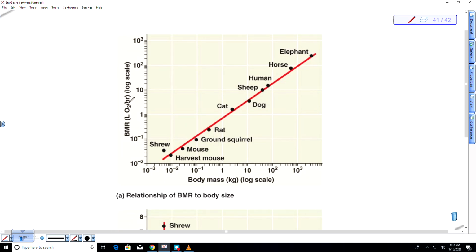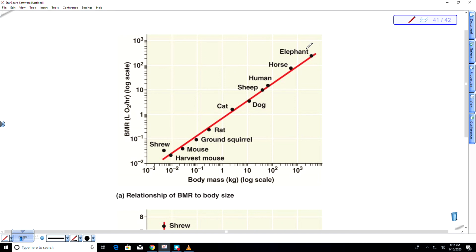So this is the amount of oxygen. They use this to estimate metabolism, so the amount of oxygen used. You can see here that as we increase in body mass, it makes sense that an elephant needs more oxygen compared to a mouse or a shrew. That makes sense because of the size. But what if you took into consideration how much oxygen, how much metabolism, per unit of body mass?